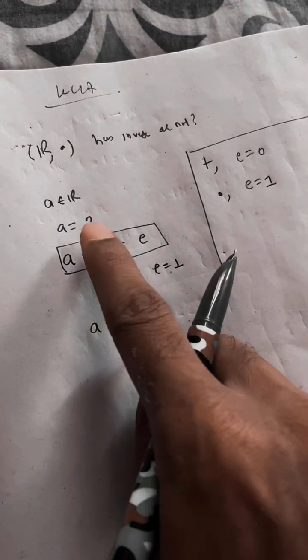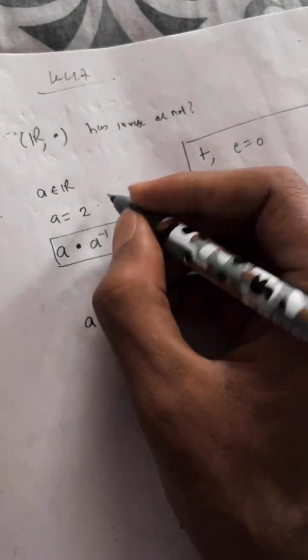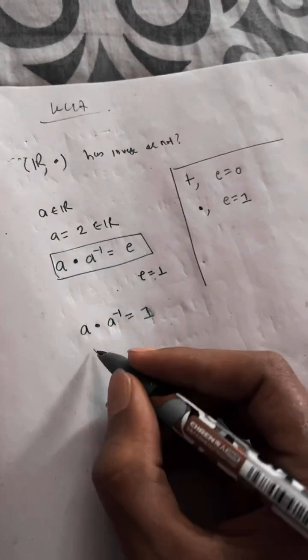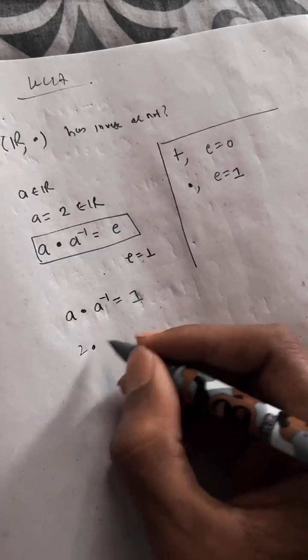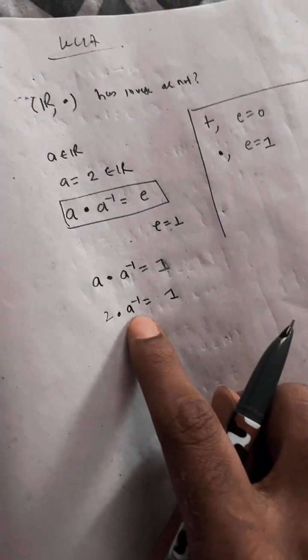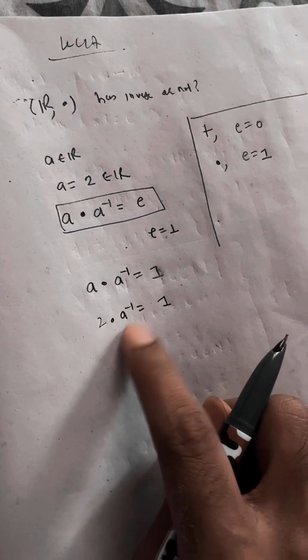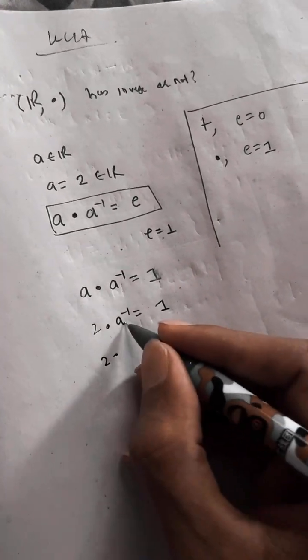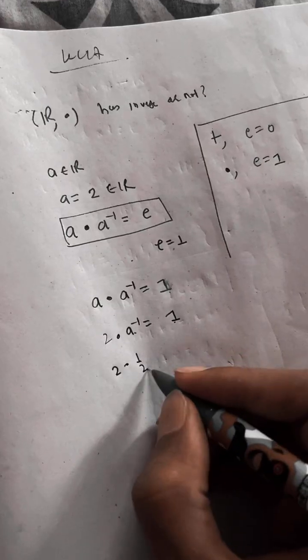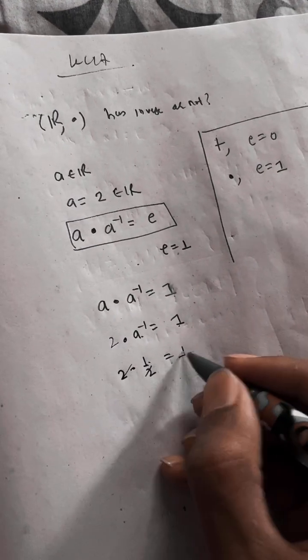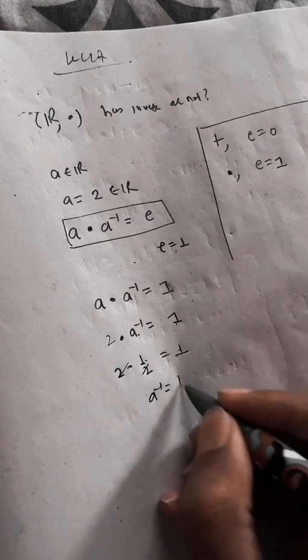Our a is 2 and this 2 belongs to our real numbers. Any number we choose should come from this set. So 2 multiplied with a inverse must be 1. Now what should be the value of a inverse? That we have to see. Well, 2 into what number is 1? Well, it is 2 times 1 by 2 equal to 1. So 2 cancels and 1 equal to 1. So our a inverse equal to 1 by 2.